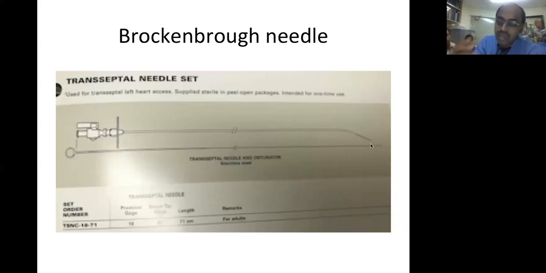So how to remember it? A 21 needle is your green needle, no? So the tip of a pediatric needle will be like a green needle. The tip of an adult will be like a pink needle.